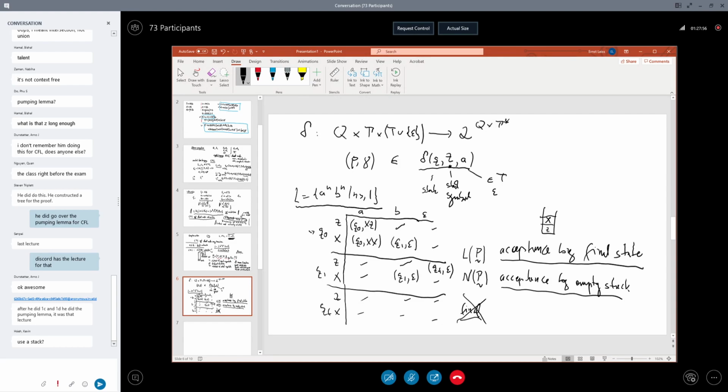Obviously, if you didn't have qf and epsilon here, if you had qf and z, meaning that you're not replacing that z, then that would be only acceptance by final state and not acceptance by empty stack, because the stack would not be empty if you were to replace that epsilon here by z, in which case the stack is not empty, but you would go to the final state.